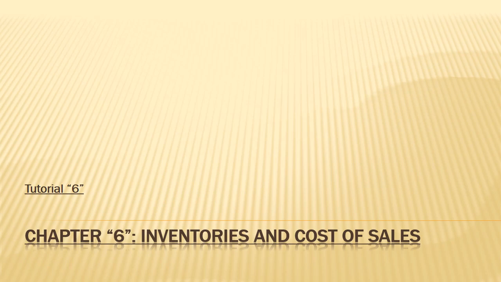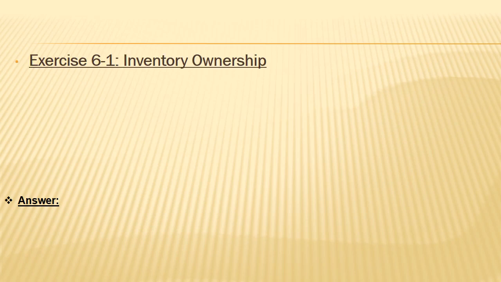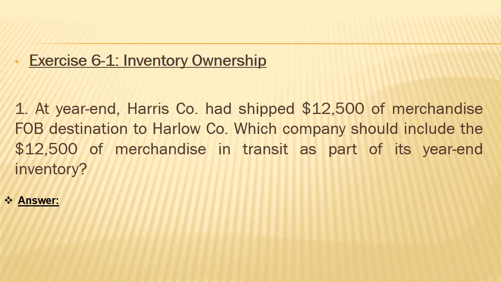Okay, let's start with exercise 1, inventory ownership. It says that at year end, Harris Corporation had shipped $12,500 of merchandise FOB destination to Harlow Corporation. Which company should include the $12,500 of merchandise in transit as part of its year-end inventory?